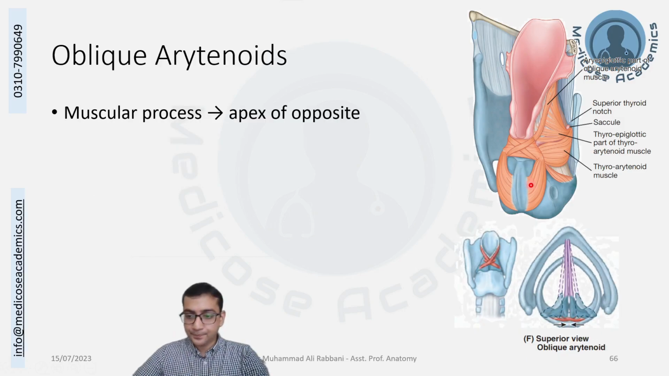closing the glottis. The oblique arytenoid, these are the ones that are running here in this direction and this direction. They are running in a crisscross fashion, from the muscular process of the arytenoid cartilage of one side to the apex of the arytenoid cartilage on the other side. These are pictures from Gray's, and these are pictures from Grant's atlas. So these are doing the same function. They are bringing them closer to one another, closing the glottis, and working as the adductor of the vocal cords.